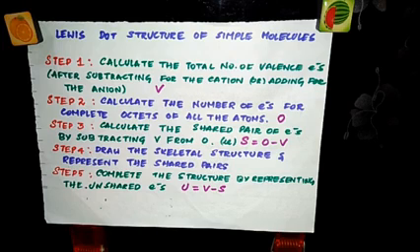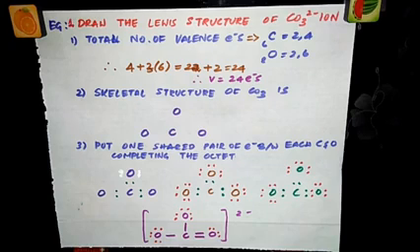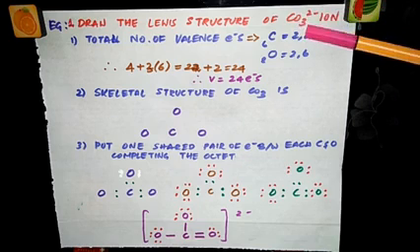Now let's try with an example. The first example is the CO3 2- ion. Draw the Lewis structure of the CO3 2- ion. In the first step, you have to calculate the total number of valence electrons. We have carbon and 3 oxygens.